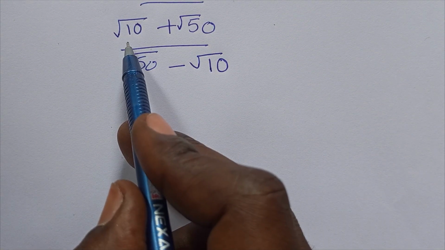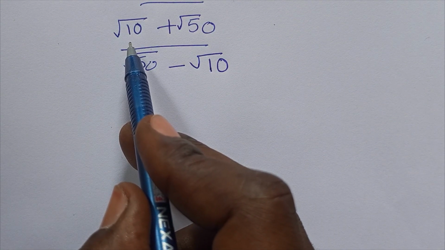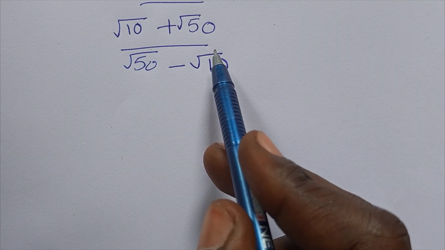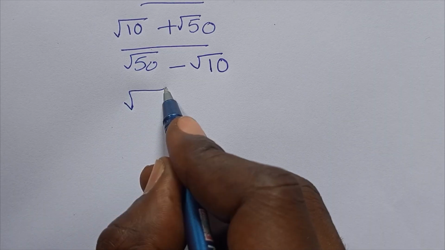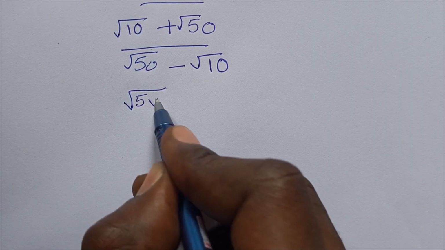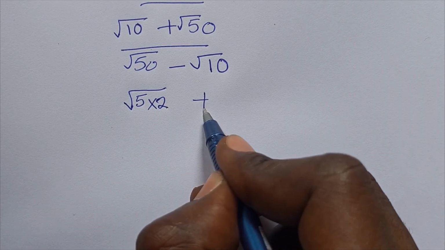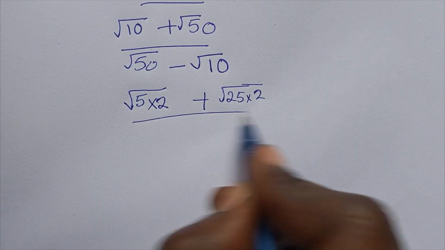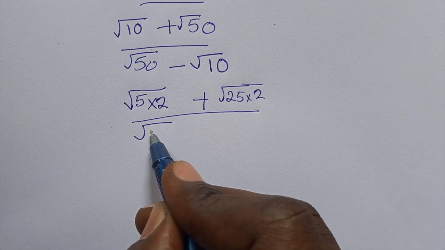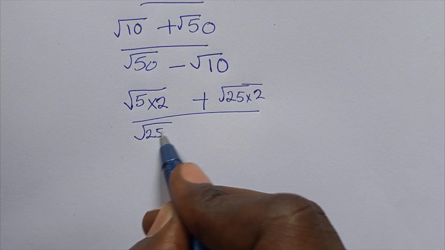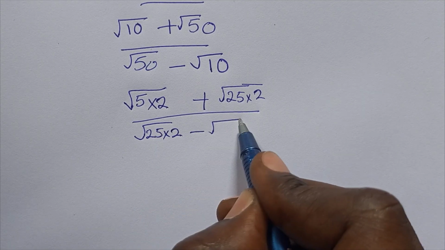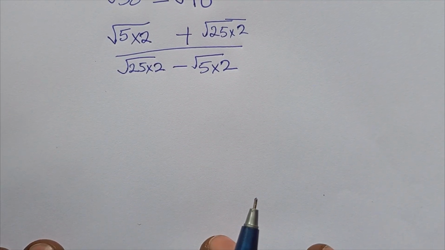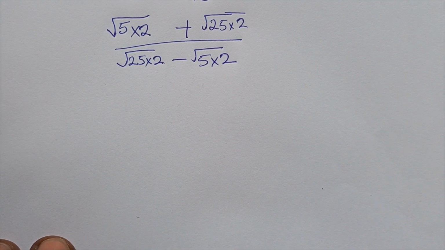So we can see from here, root 10 is the same thing as root of 5 times 2, and root 50 is the same thing as root of 25 times 2. So we can rewrite this as root of 5 times 2 plus root of 25 times 2, all divided by root of 25 times 2 minus root of 5 times 2. So you can see that we have not changed anything.